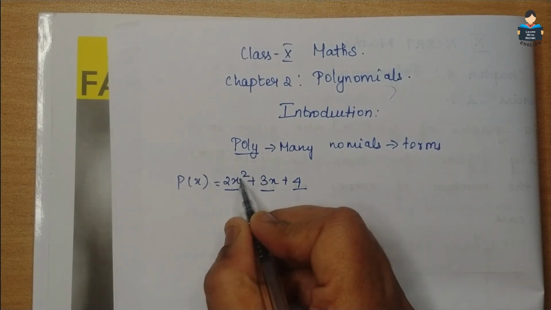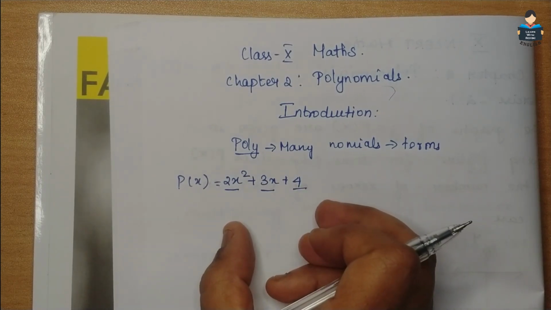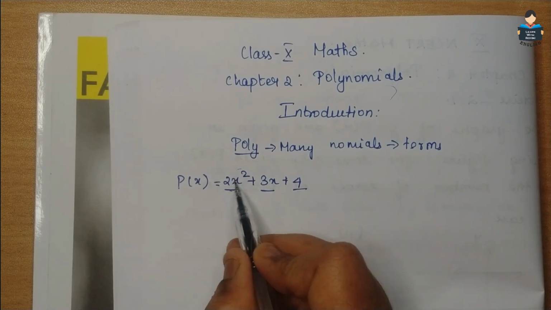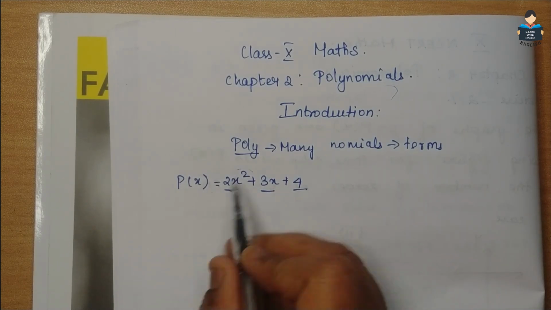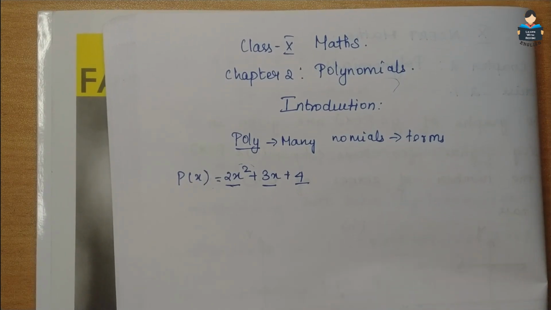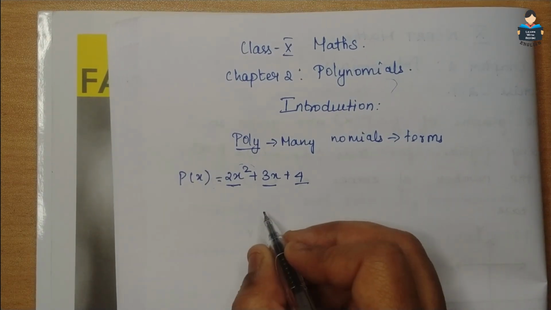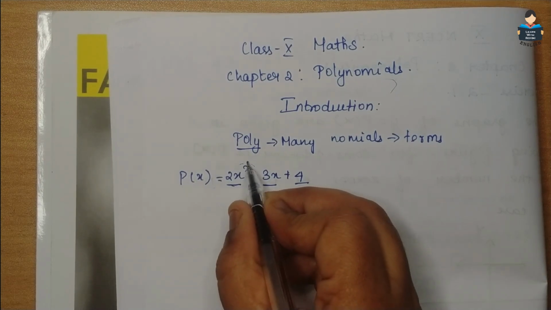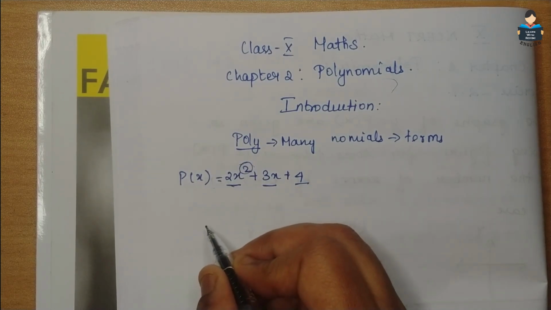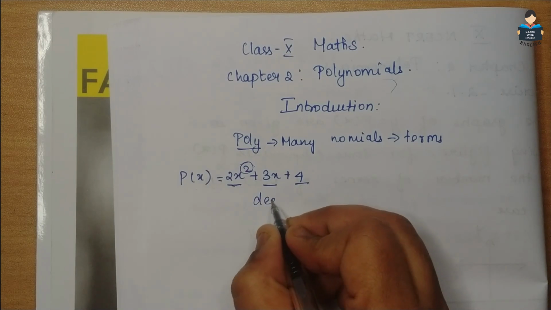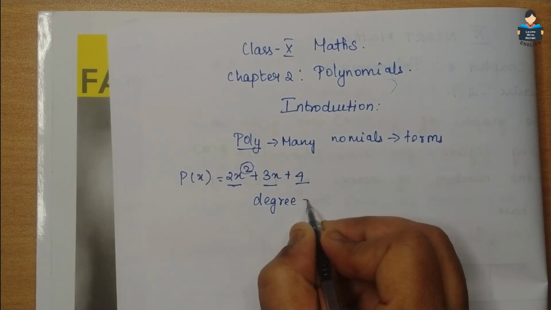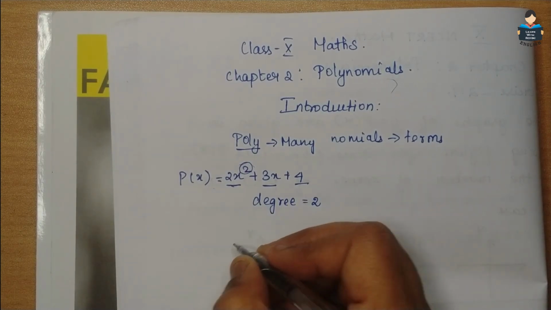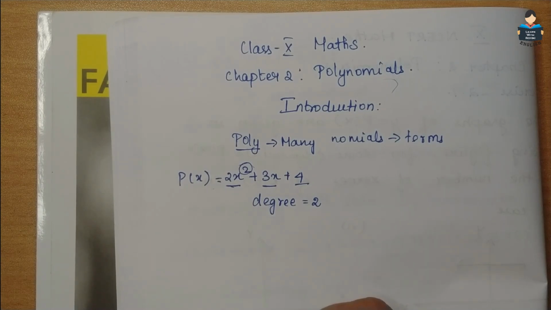The highest power of x in a polynomial is called the degree of the polynomial. Say for example, in the given equation the highest degree is 2, then the degree of the polynomial is 2. So there are different types of polynomial.